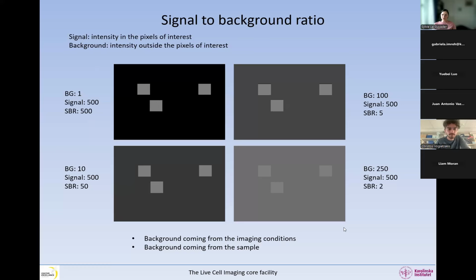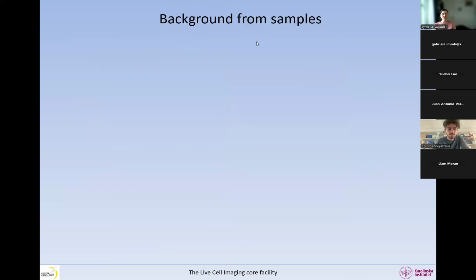So where does the background come from? How can we influence the background? The background can come from 2 different places. It comes from the imaging condition. It can also come from the sample. So let's have a look at the background that comes from samples.